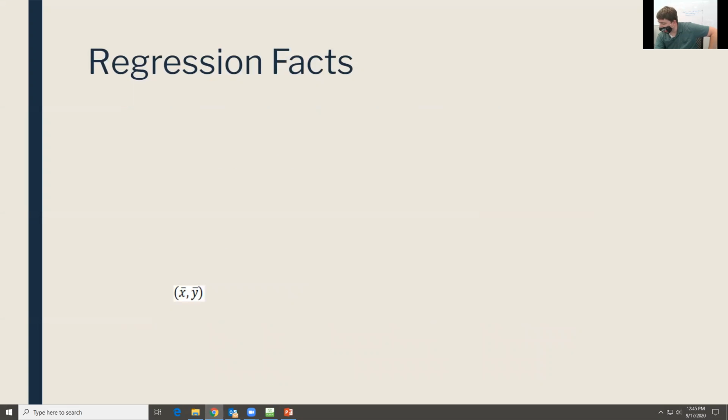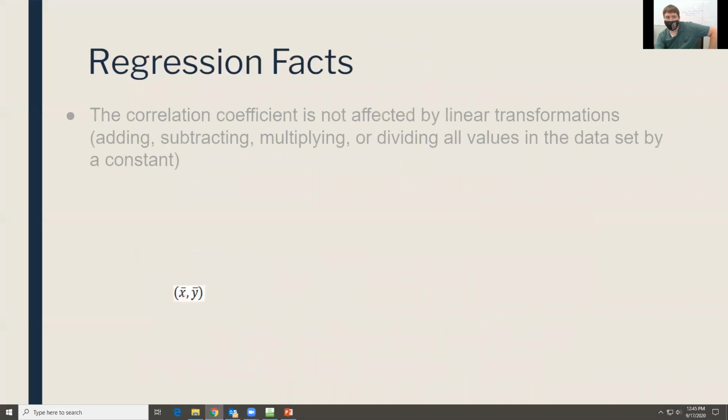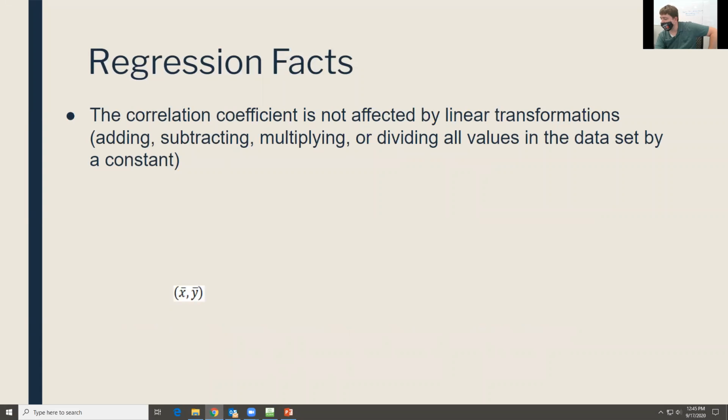All right, last couple of facts. So some things to wrap it up. The correlation coefficient, this is not your bullet point yet. I'll tell you when we get there. The correlation coefficient is not affected by linear transformations. We saw that. So adding, subtracting, multiplying, dividing all values in the data set by a constant will not cause my data to be completely messed up. So that's okay to do. Notice it does say by a constant.